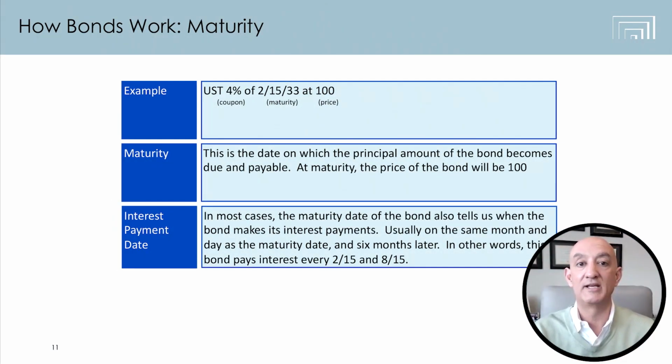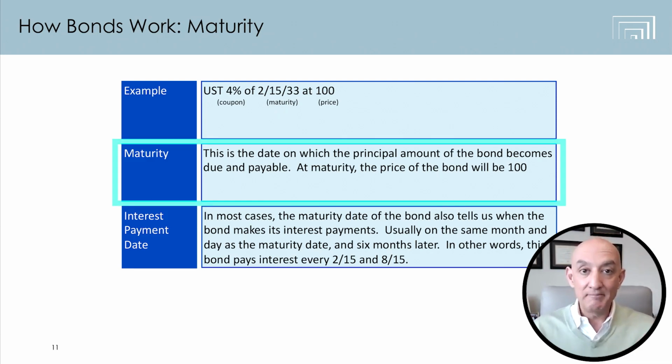The next thing we're going to talk about is the maturity. So when we say February 15th of 2033, that is the maturity date on this bond. That is the date on which the principal amount of the bond becomes due and payable. Basically all bonds are going to reach maturity before going into bankruptcy. We'll talk about that separately, so we're going to assume that they don't go into bankruptcy. At maturity, all bonds will be worth 100 cents on the dollar. It's not that you get your money back, because you may have spent more or less than that, and we'll talk about why that might be. But at maturity, the bond will be worth 100 cents on the dollar, or $1,000 a bond.